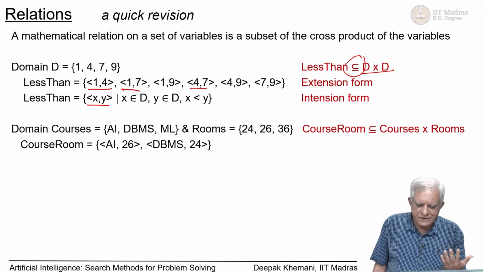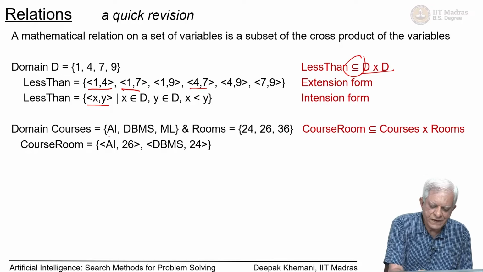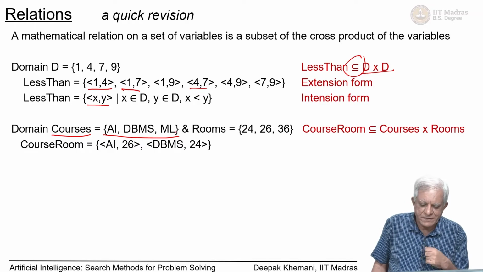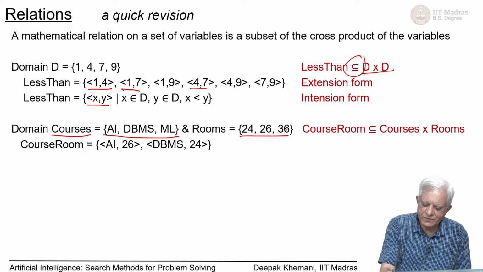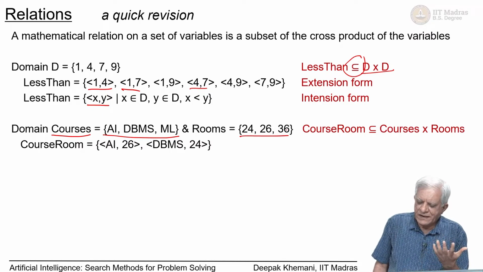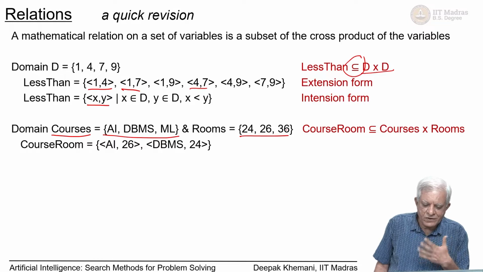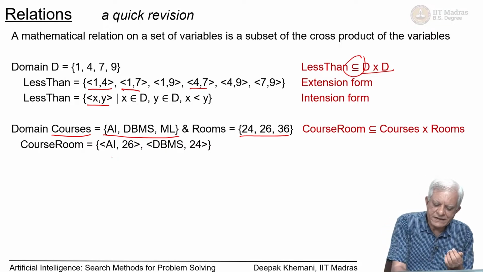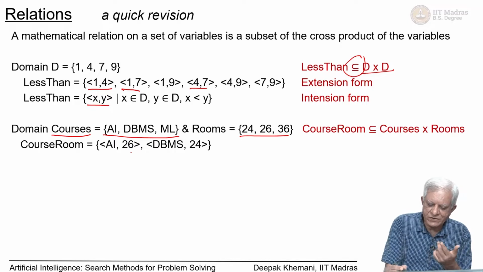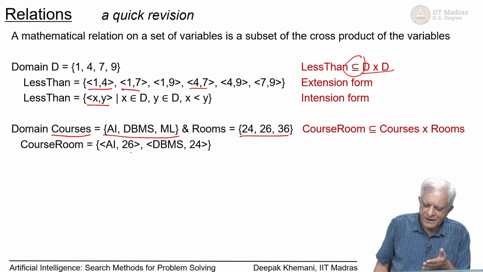Supposing you have a domain of courses. So, let us say we are talking about 3 courses here. So, this is the domain of courses and it has got 3 courses AI and DBMS and ML, let us say, and there is a domain of rooms. So, let us say again there are 3 rooms. So, we can define a relation as to which course is being taught in which room. Let us call it course room for want of a better word, and this is a subset of the cross product of these two things. So, AI could have been taught in 24, 26, 36, DBMS could have been taught in 24, 26, 36, likewise ML could have been taught in 24, 26, 36.